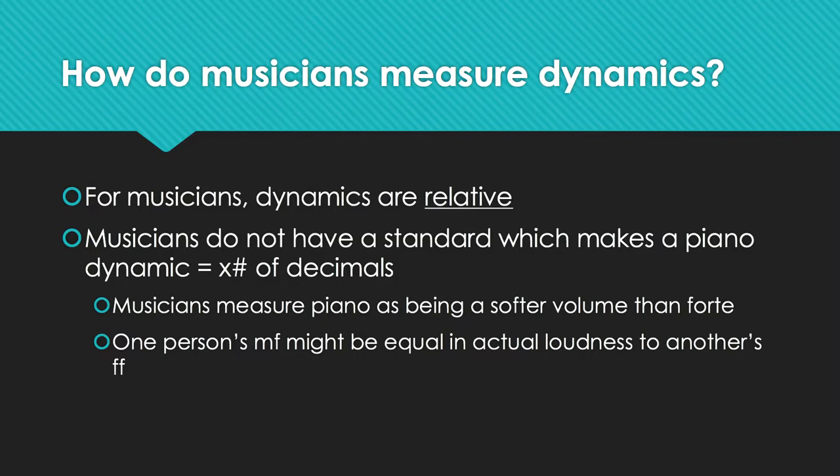Musicians, like us, use dynamics, the loudness and softness, in how they relate to each other. We measure them in relativity. They're how they are relative to each other. Musicians do not have a standard which makes piano equal X number of decibels. We measure piano as being much softer in volume than a forte. And we measure forte as being loud and piano as being soft, and forte as being softer than fortissimo, which is very loud. So there's that.